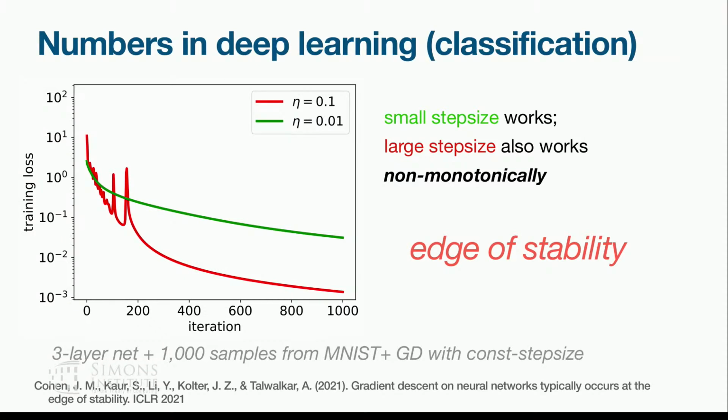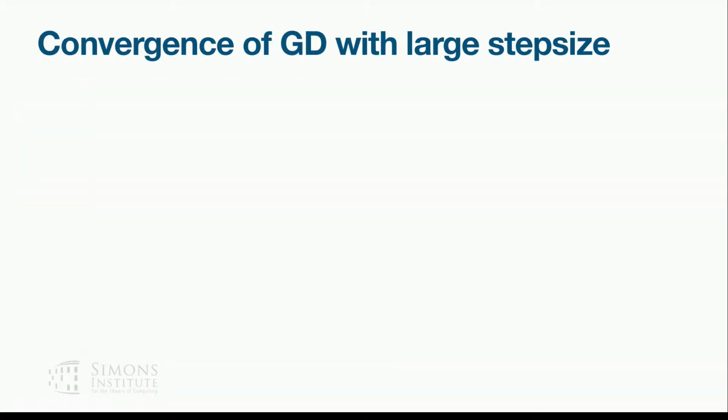I would like to emphasize that the edge of stability cannot be explained by the classical optimization theory, because you see the training loss is really oscillating. So it fundamentally violates the descent lemma. Good. So what happens for gradient descent with a large step size?